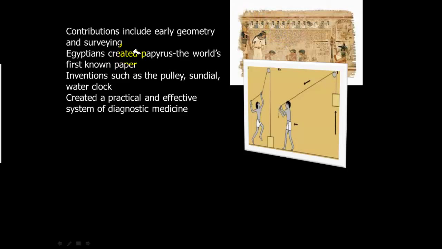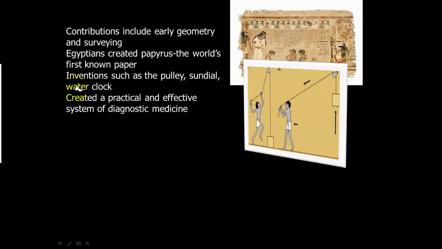The Egyptians created papyrus, which is the world's first known paper. This picture is actually a representation of papyrus. On it are the hieroglyphics, which is the Egyptian form of writing.